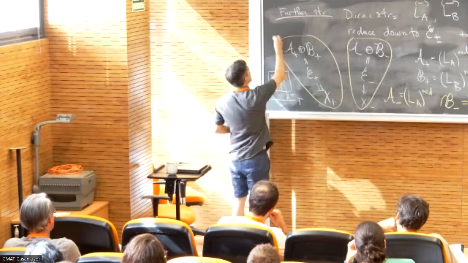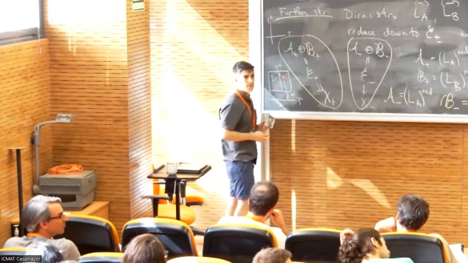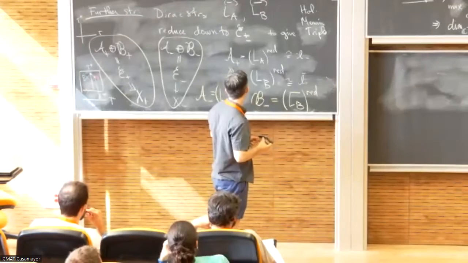You can always use this whenever you have T plus T star. Marco, yeah. According to your diagram, shouldn't it be LA bar and LB without the bar? In the reduction, I have to define this somehow. I have to tell you what I mean.